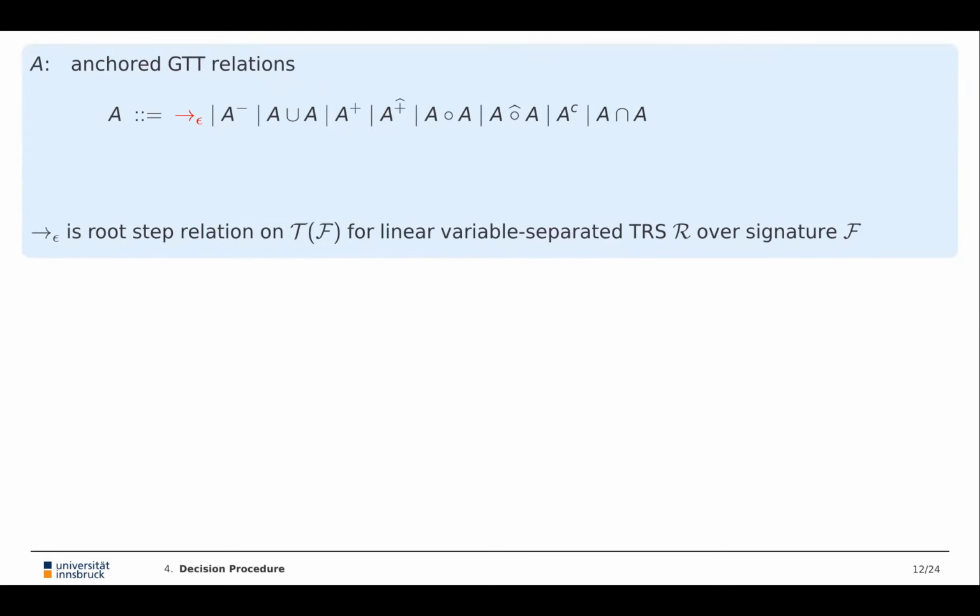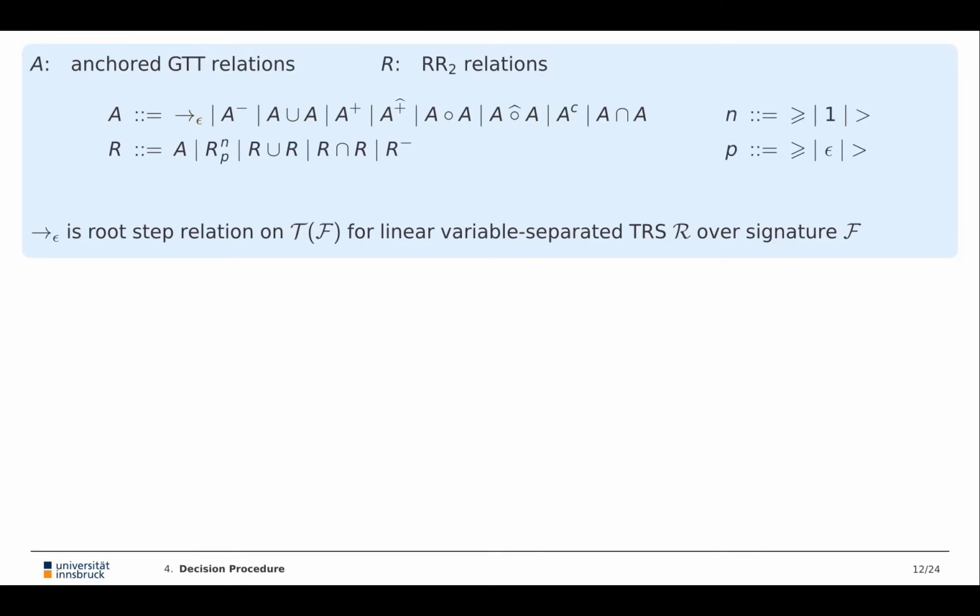What you can see here is a formal grammar which represents the first order theory of rewriting as we construct it. And here you can see that we only have a single primitive for the binary relations, which is this root step relation here. And it presents the root step relation, as I said, for linear variable separated TRSs. All other relations are then obtained by closure operations on this. The A stands for anchored TTT relations. What this exactly means, we'll see later.